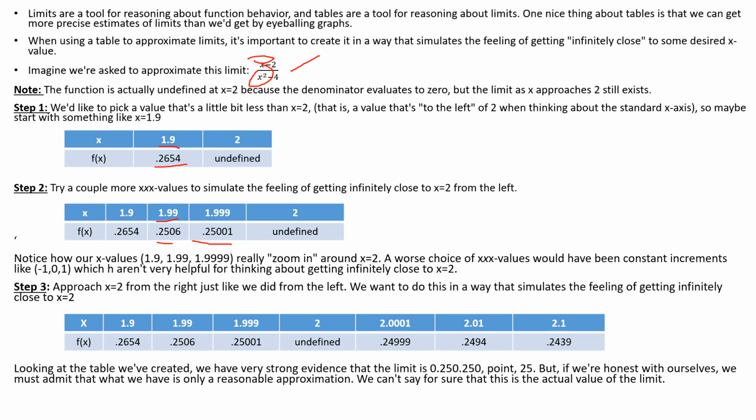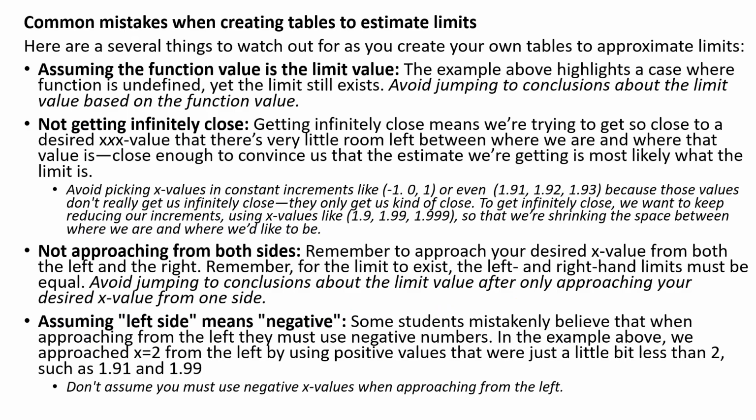In fact, it cannot exist at 2. There's a hole there plus an asymptote. We're getting closer and closer to 0.25 as we get the f of x as x approaches 2. Right here, same thing right here. It's undefined at 2, but it's approaching from both sides. So this is a reasonable and acceptable limit.